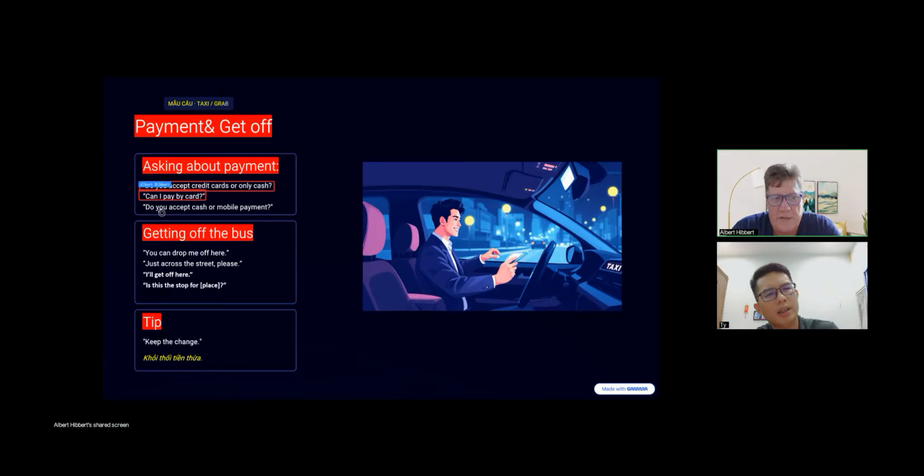Or you can ask him, do you accept cash or mobile payment? Mobile payment. Okay, that is when you use your phone to pay. So when he accepts mobile payment, he will show you the QR code and you scan it with your phone and you pay. But you can ask him any of these 3 questions if it's time to get off the taxi and it's time to pay the fare for your trip.